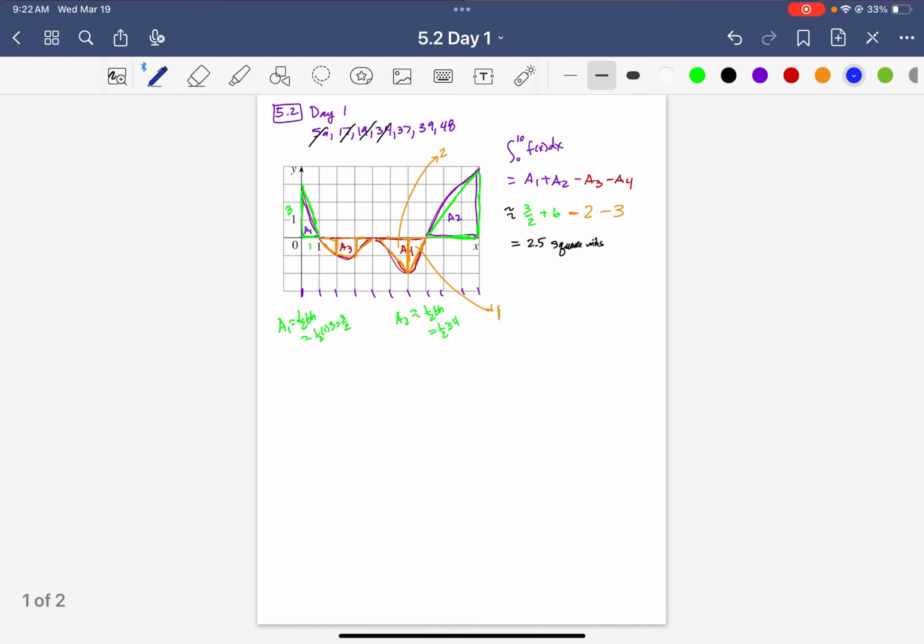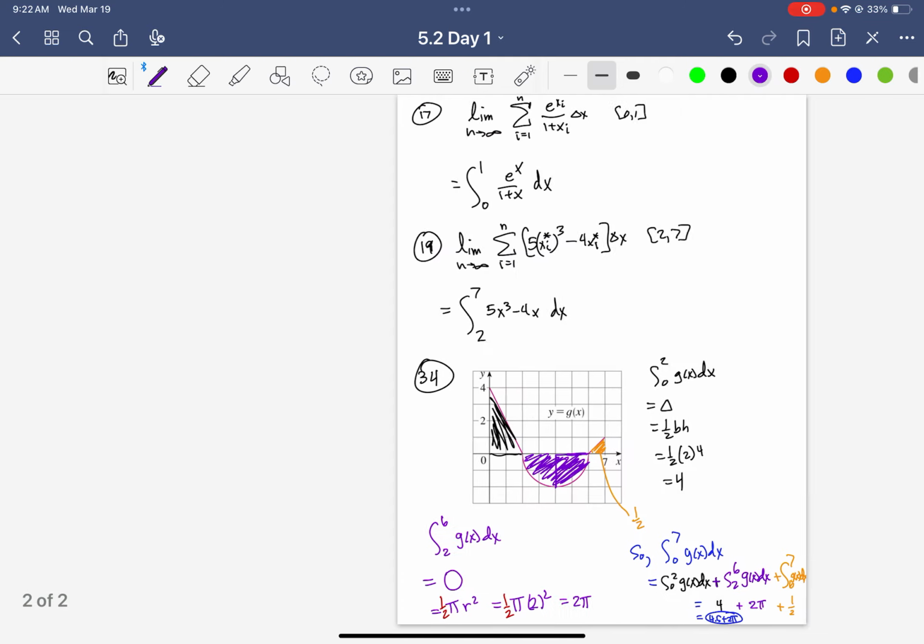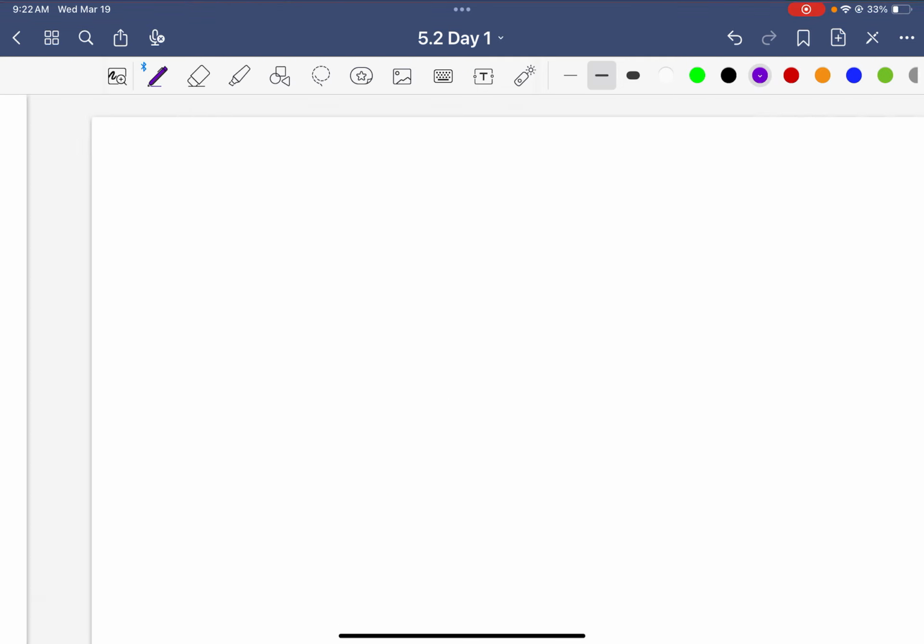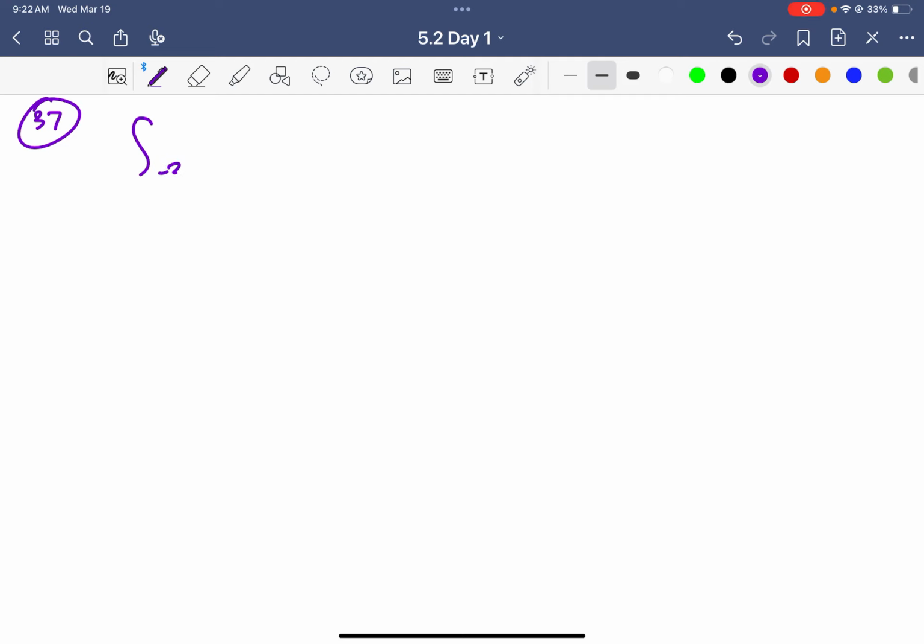Then they want us to do 37. Bloop, bloop. So 37. Let's see. So 37. If I have the integral from -3 to 0 of 1 plus the square root of 9 minus x squared dx. So I need to interpret that thing in terms of an area.